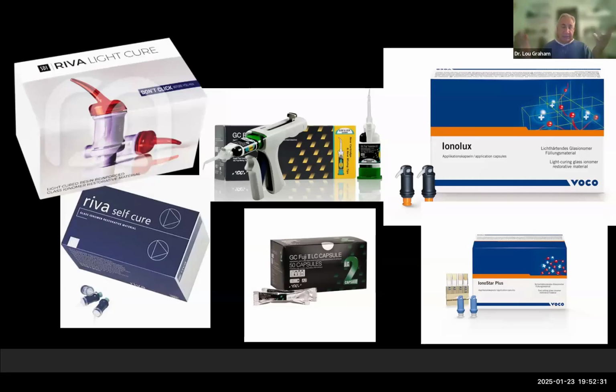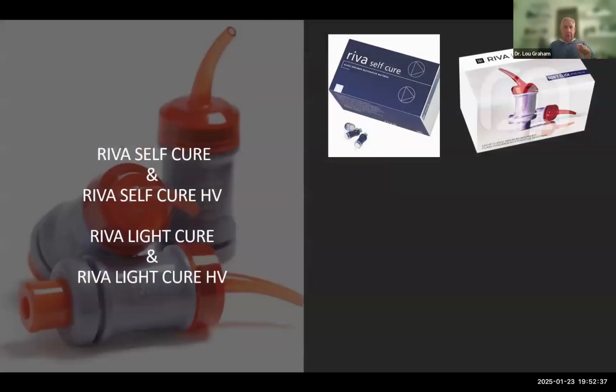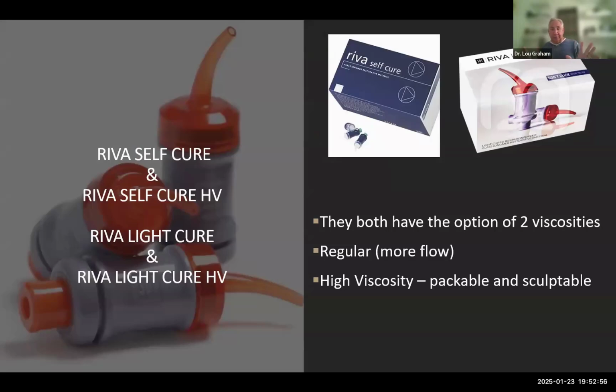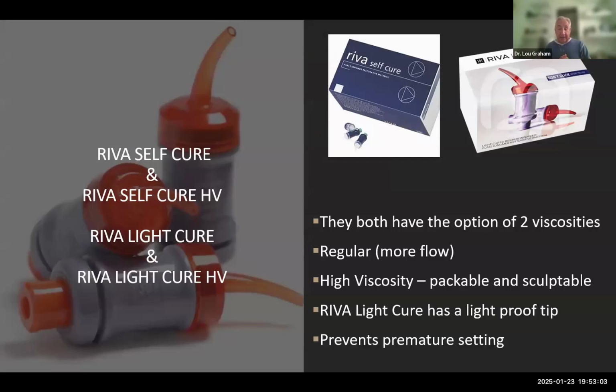So I will just tell you, these are the glass ionomers. I do not use 3M's glass ionomers. I just don't work with 3M. Nothing wrong with them. I just can't comment on them. So Riva Self-Cure and Riva Self-Cure HV, I just want to explain this. Both the Self-Cure and the Light Cure have two viscosities. The regular has a little bit more flow. The high viscosity is more packable. You pick what you like. It's whether you want a little bit more flow or the high viscosity just allows you to pack it.